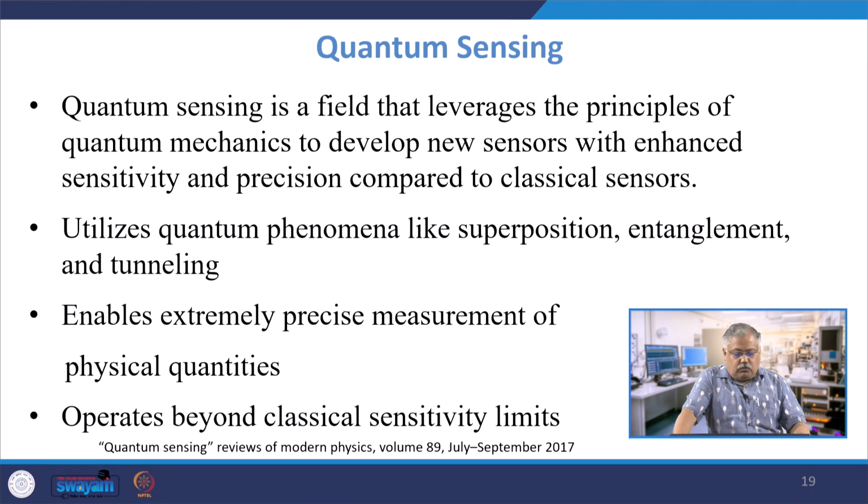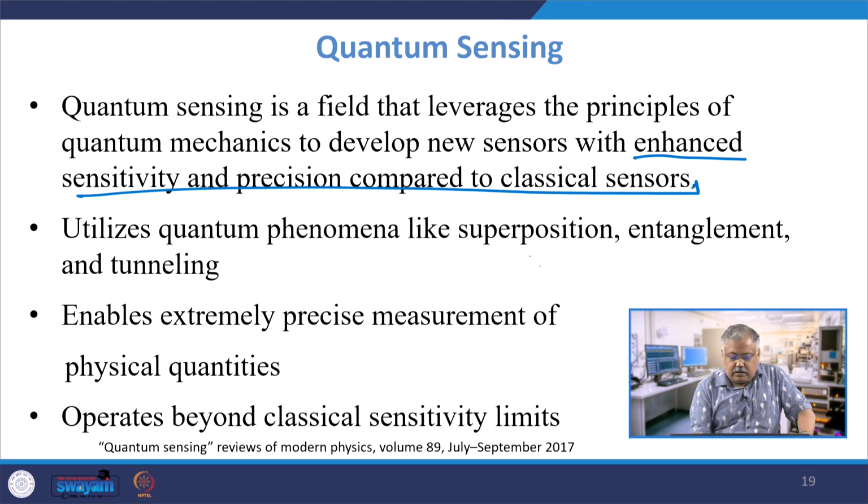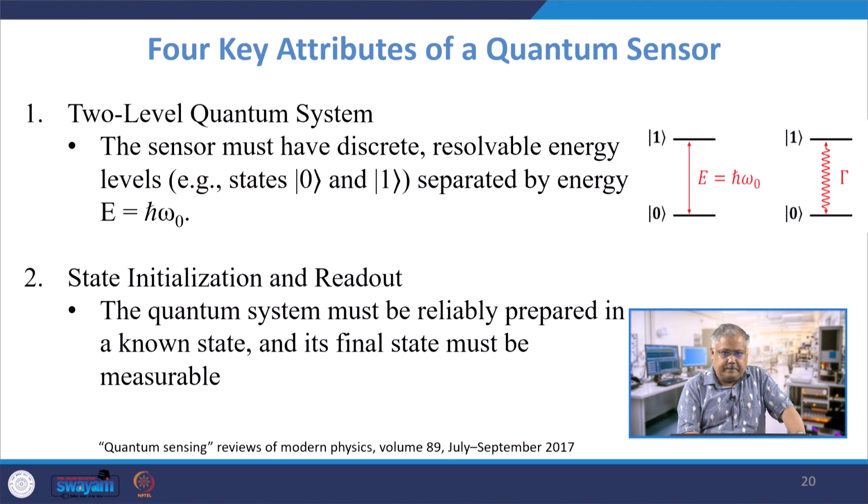Now, let us look at quantum sensing, and therefore, as I discussed with you, this gives you enhanced sensitivity and precision compared to classical sensors. As I discussed with you, entanglement and tunneling give extremely precise measurement and operate beyond the typical classical sensitivity limits, right. We have already discussed this point once again.